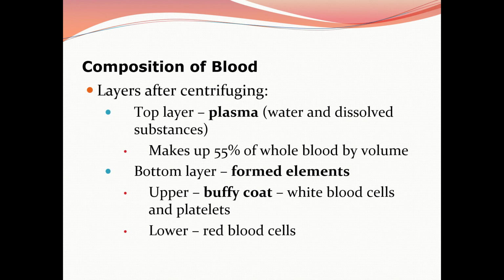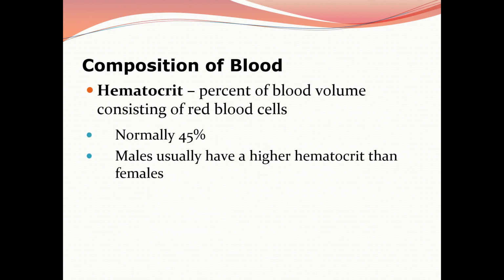The bottom layer is formed elements, such as the white blood cells, which make the upper buffy coat, and the red blood cells, which make the lower hematocrit. The formed elements are going to be heavier than the plasma, which is why they sink to the bottom, and the red blood cells are the heaviest of all. Hematocrit is the percent of blood volume that consists of red blood cells and normally makes up 45% of the composition of blood. Males usually have a higher hematocrit level than females.